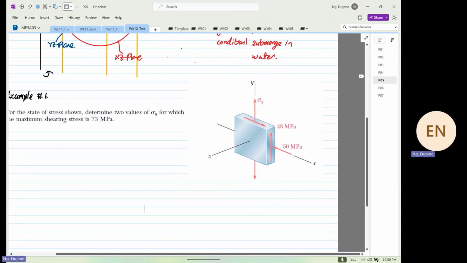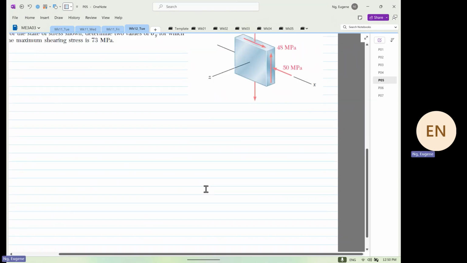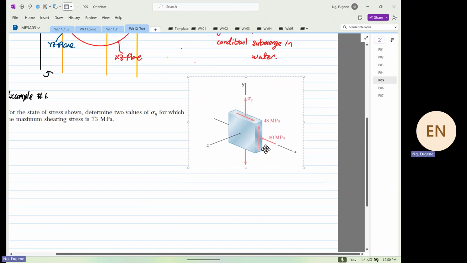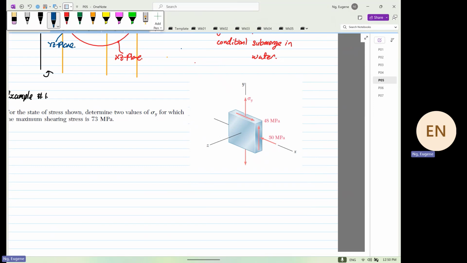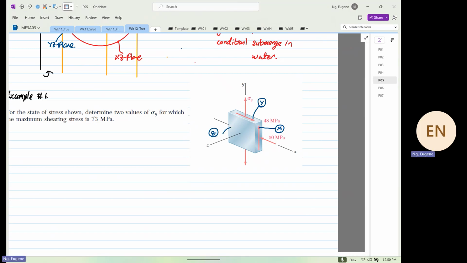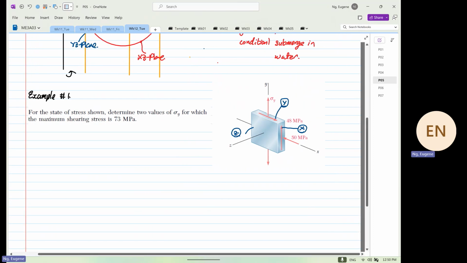First of all, when you see a problem like that, don't panic. If you panic, you're done. So we are going to label this first. This is our point X. This is our point Y. And this is our point Z. Okay, so we are going to construct Mohr's circle.